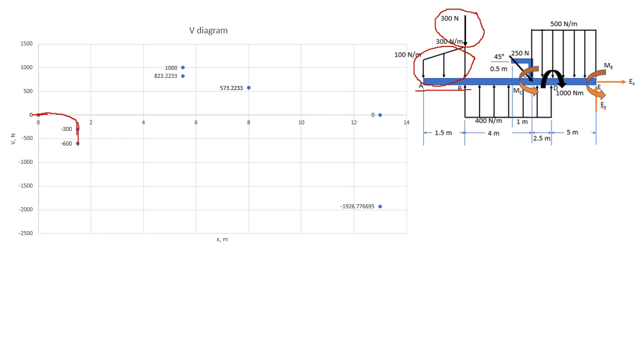And then from point B to point C here, you have a uniformly distributed load upwards. So that would be a constant height, constant slope up to 1000 there. So that's a straight line. And then downwards again, because of this 250 Newton concentrated load, there would be a downward dip here.